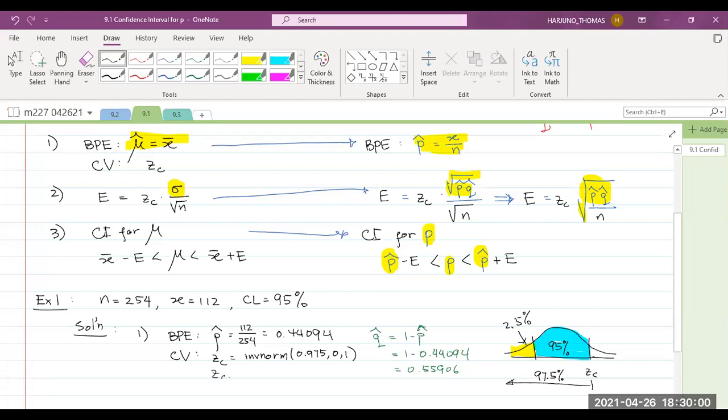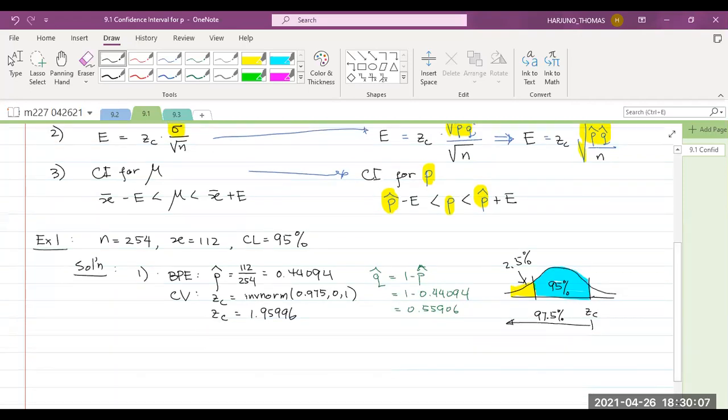That will give us the critical value, 1.95996. Then second step, how about the margin of error? Margin of error will be 1.95996, the critical value, times the square root of p hat 0.44094 times q hat 0.55906 over the sample size 254.